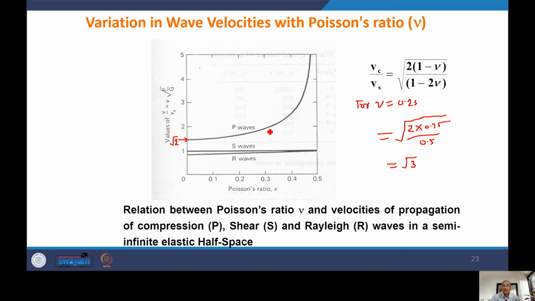So up to this 0.3, but as it further increases, especially when the Poisson's ratio is going near to 0.5, then what will happen? It will tend to infinity. So this was the relation between P wave velocity and S wave velocity.